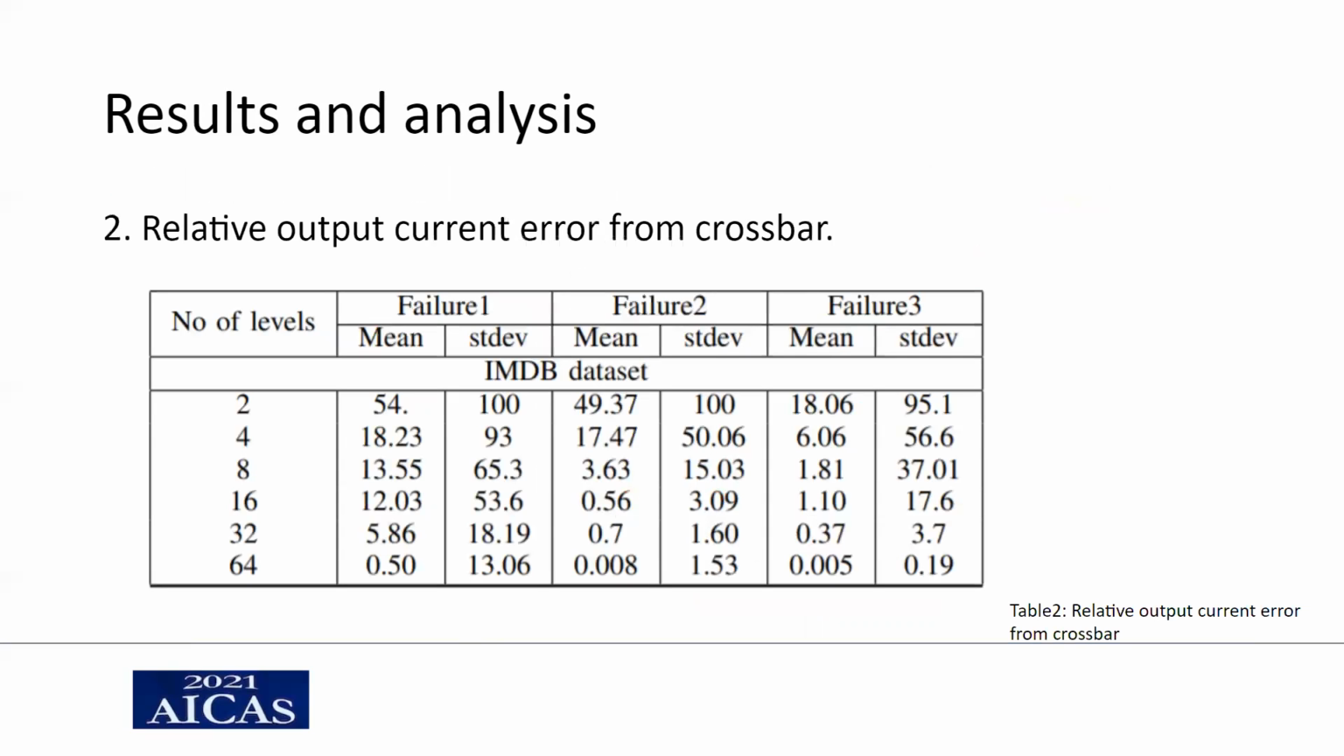This table shows the relative output current error from the crossbar structure. As you can see, when we move the number of levels from 2 to 64, the errors are also decreasing.